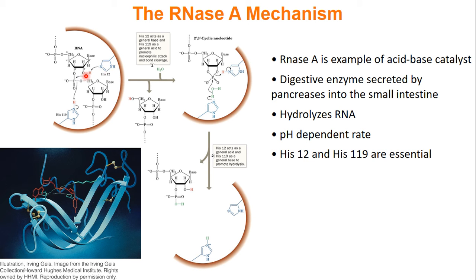Again, this only happens in RNA. If this was DNA, this would just be carbon hydrogen. When we take that hydrogen away, the oxygen will be negatively charged, so it'll attack this phosphate.